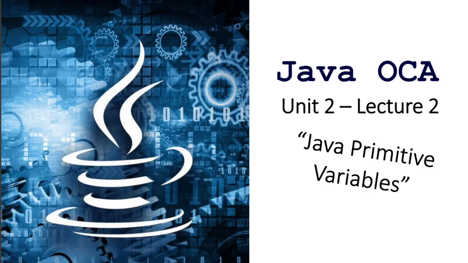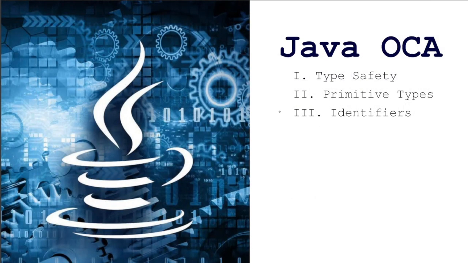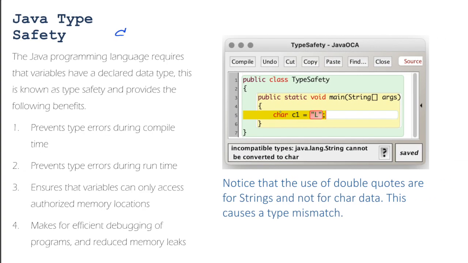This is the Java OCA Unit 2 Lecture 2 on Java primitive variables. In this presentation, we will discuss type safety, primitive types, and identifiers. The Java programming language is called a strongly typed language.